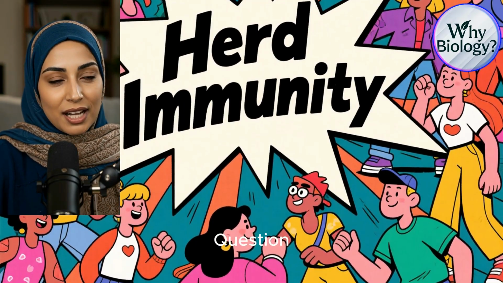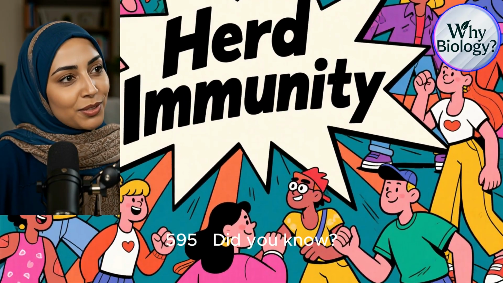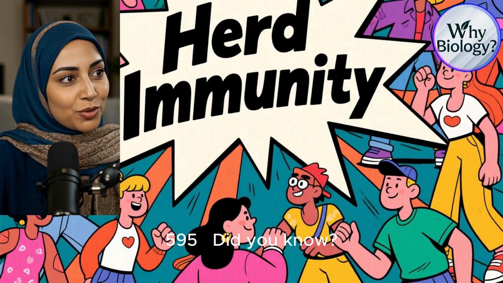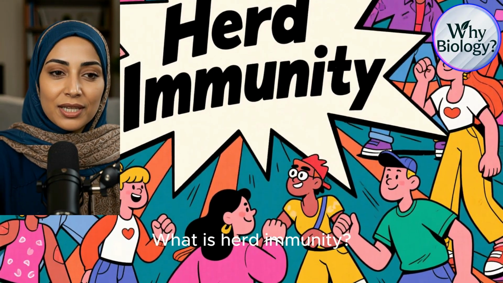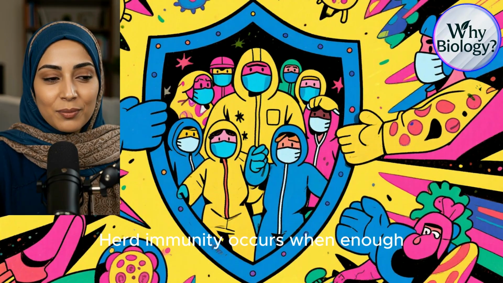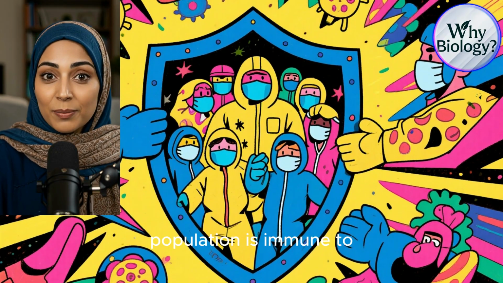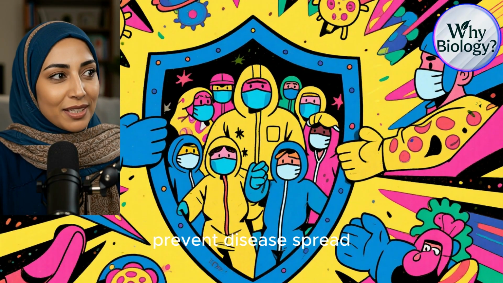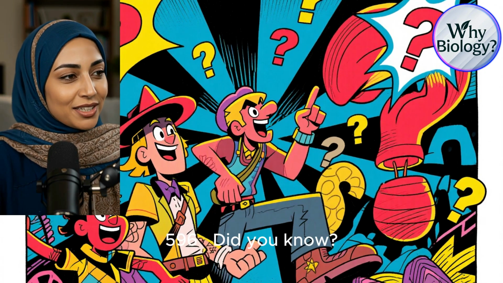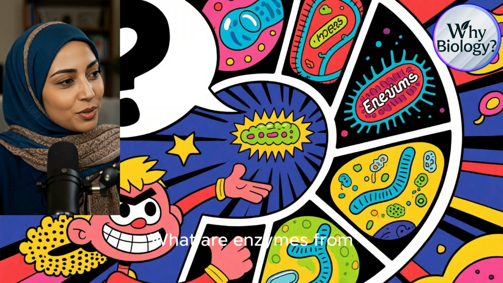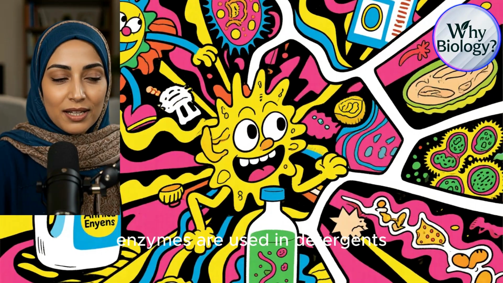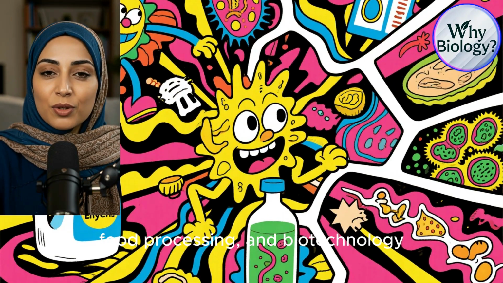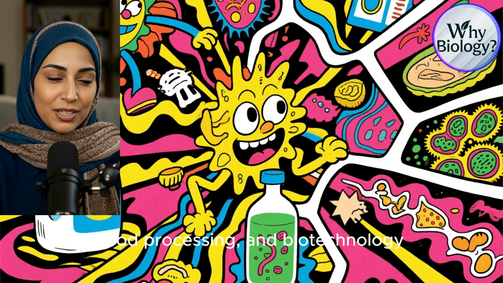Question 595. Did you know? What is herd immunity? Herd immunity occurs when enough population is immune to prevent disease spread. Question 596. Did you know? What are enzymes from microorganisms used for? Microbial enzymes are used in detergents, food processing, and biotechnology.